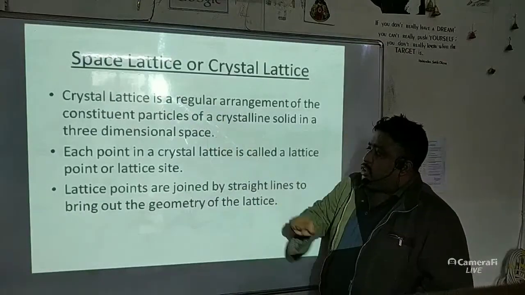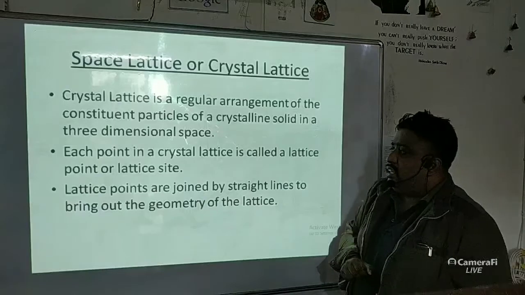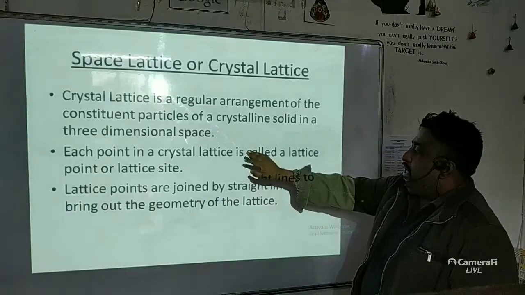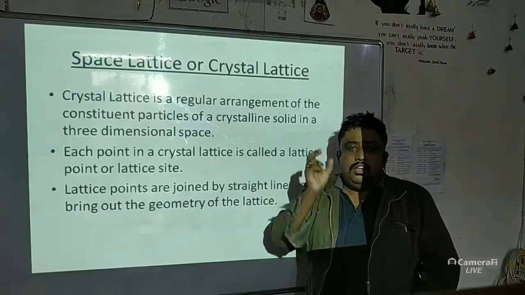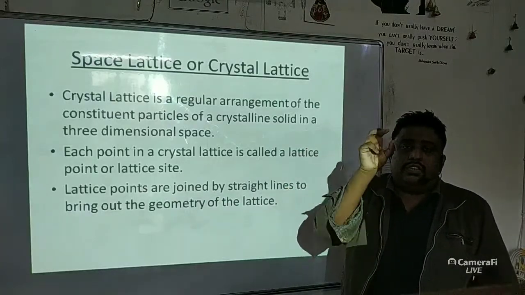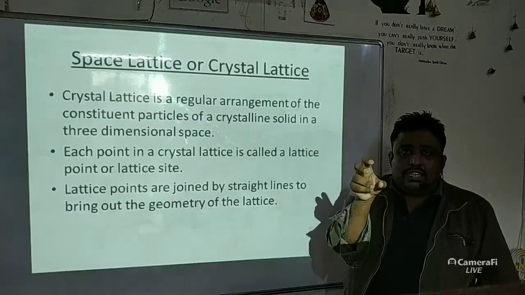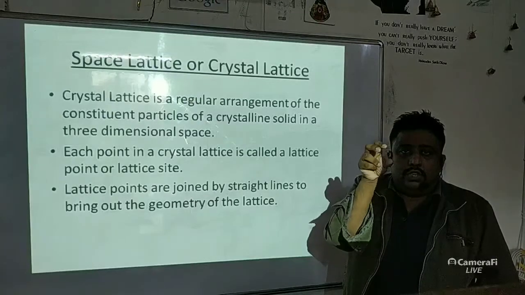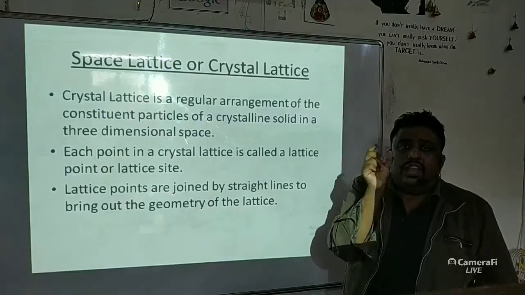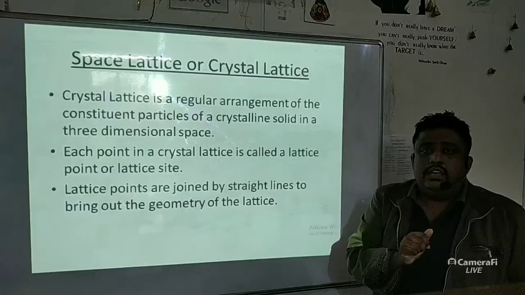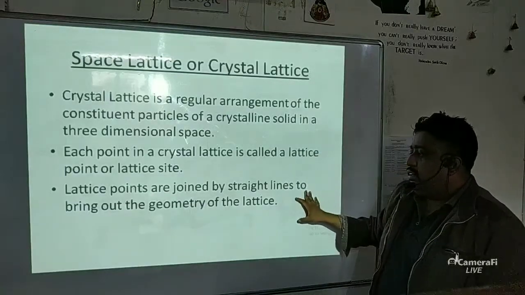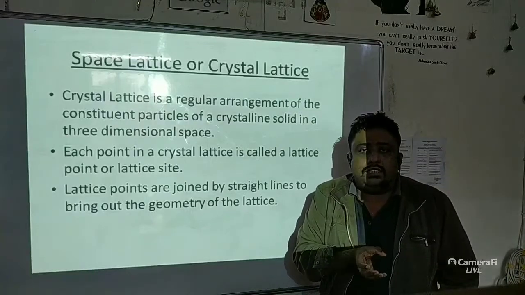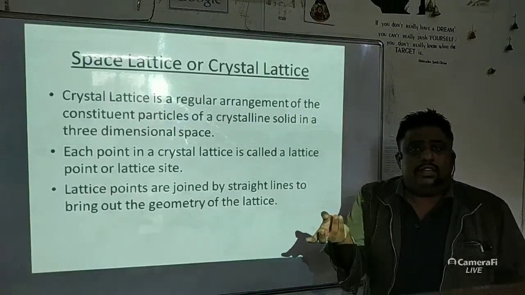Now some general things you have to keep in mind regarding the crystal lattice. Each point in a crystal lattice is called a lattice point or lattice site. There are certain points in the crystal lattice where the particles are actually kept. Those points are called lattice sites or lattice points. And these lattice points are joined by straight lines, okay? And that decides the geometry of the crystal, right?